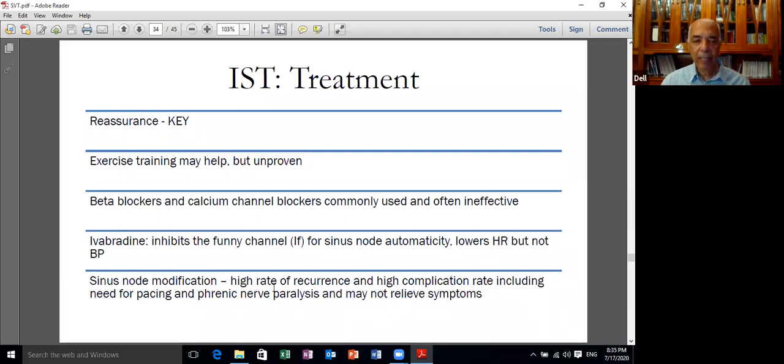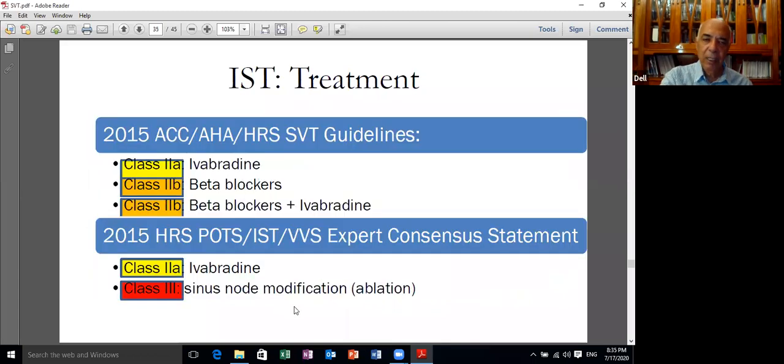And if you ablate it or modify it, then the need for a pacemaker would be very high. It's close to the phrenic nerve and produces phrenic nerve paralysis as well. So as you see here, the treatment is not something easy. Various guidelines recommend ivabradine as 2A, and as you see here in the Heart Rhythm Society recommendation, sinus node modification or ablation is class 3, not to do.